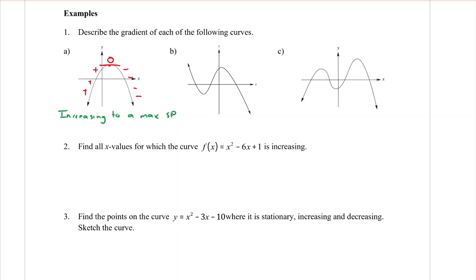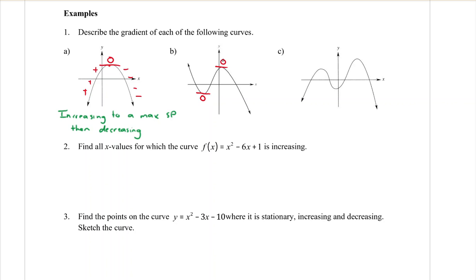SP is short for stationary point. So increasing to a maximum stationary point, then it is decreasing. If we look at part B, start with the zeros. So there's a turning point there, there is a turning point there. 2 zero gradients.